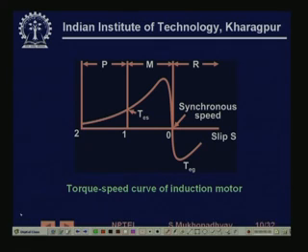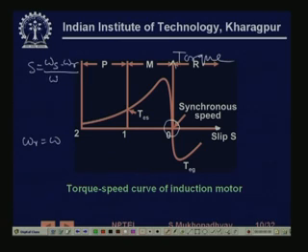So if you plot that function, you will get what is known as the torque speed characteristic. On this side you have the electromechanical torque generated, and on this side is slip. You see that when slip is equal to 0, omega r is equal to omega s. Remember, slip is equal to (omega s minus omega r) by omega s. So at that point we have no torque, as we expected, because there is no induced EMF, so there is no current flowing in the rotor circuit.